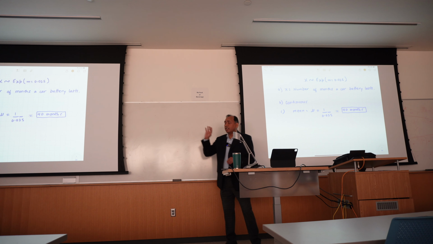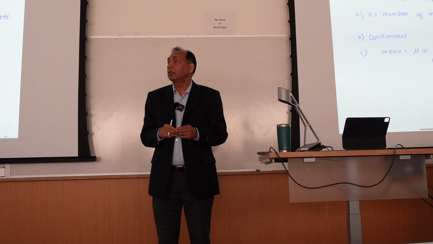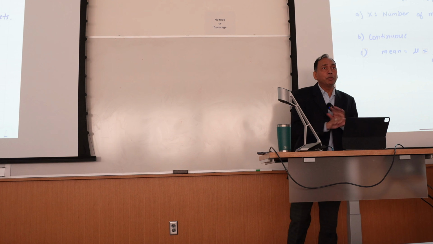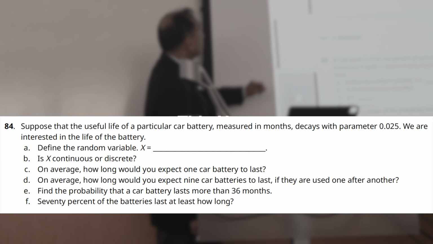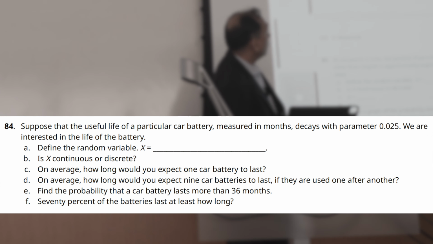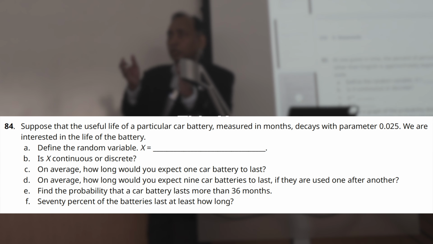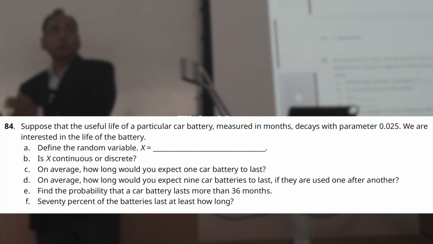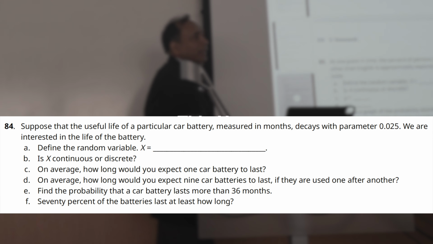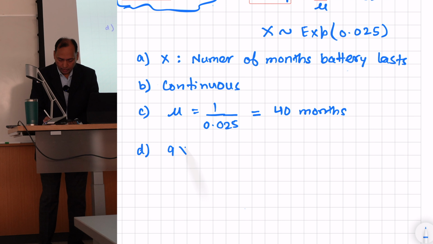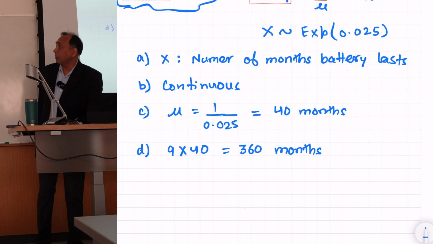Any idea what is the standard deviation of these battery lives? Same thing, because mu and sigma, standard deviation for exponential distribution, is the same. D is, again, on average, how long would you expect 9 car batteries to last if they are used one after another? So you start with 1, 2, 3, up to 9. How do we find that? You just multiply by 9. 9 batteries, each last 40 months, so 9 batteries will last 360 months.